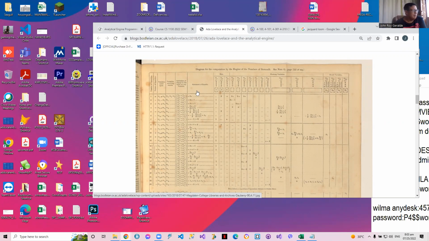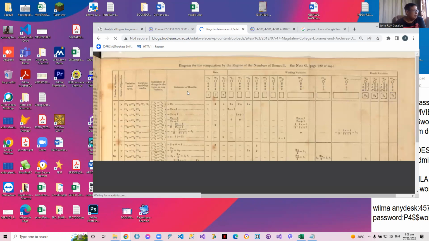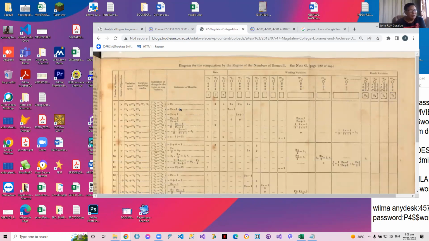In fact, here she also describes the operation. Here she describes the statement of results. What is going to be done? And the results are also stored in variables. For example, W1 is actually N1, W2 is N2, W3 is N3, and the results are stored in W21, W2, and so on and so forth. Ada Lovelace calls them W to stand for working variables, which means they are variables which can change.